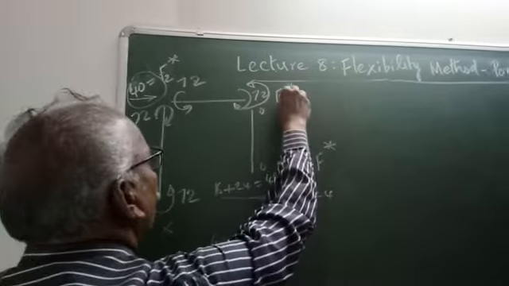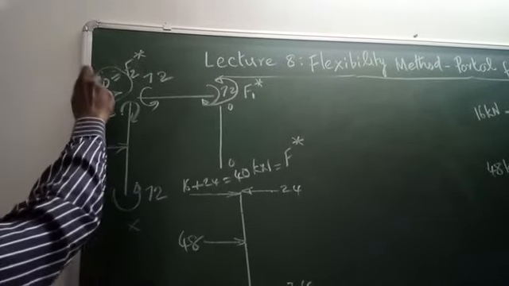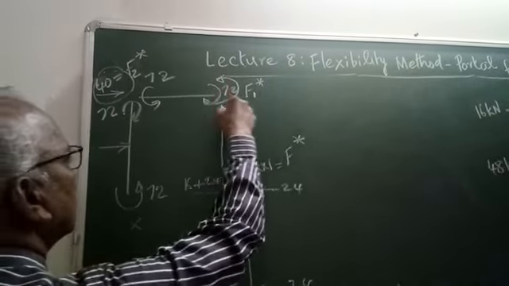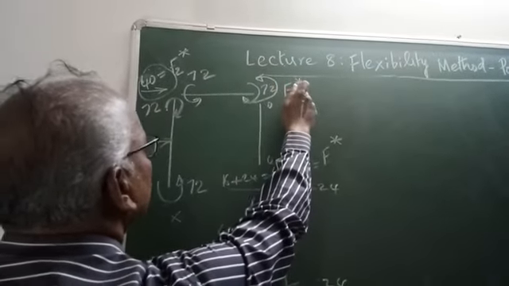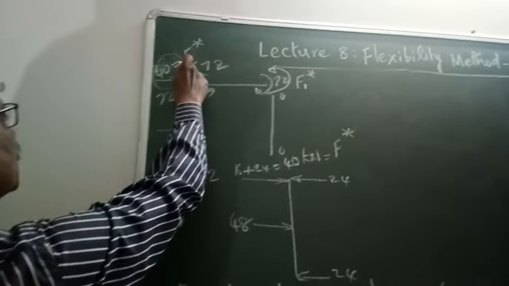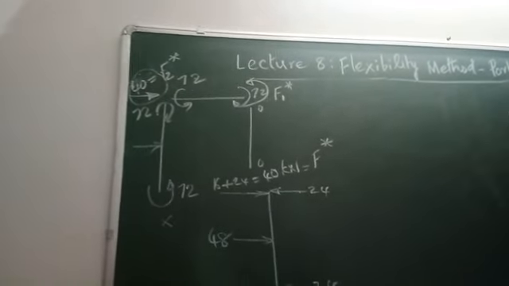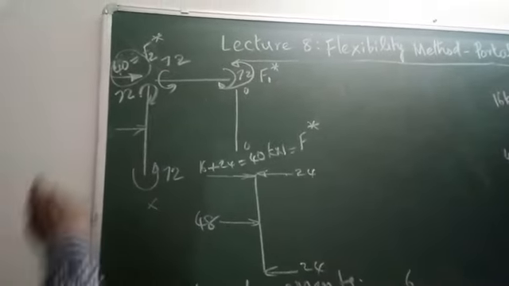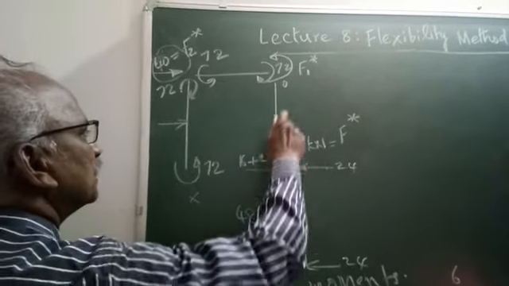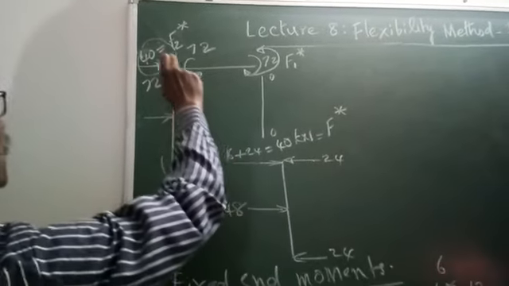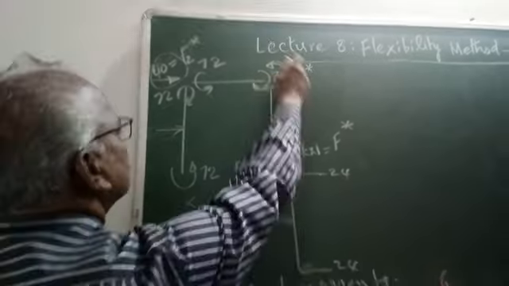This is F1 star. So this is very important. So F1 star is anti-clockwise, which is equal to 72. F2 star equal to 40. This is a lateral force. This is F2 star. So now we have got, and this is 0 and 0, no problem. We have got only two star forces, F1 star and F2 star.